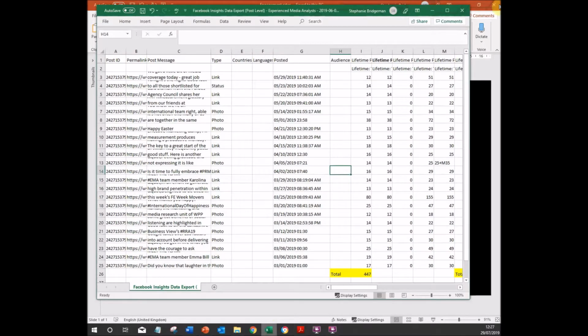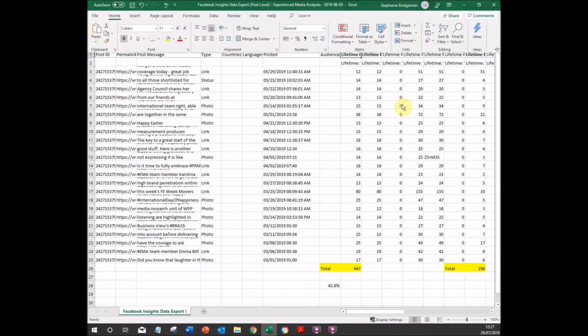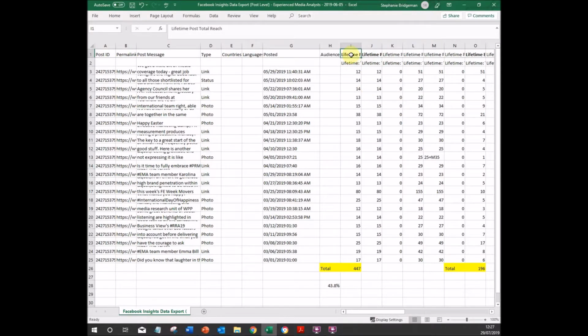If we take a look at one of our Facebook CSV files, it looks a little bit like this. The key columns to consider are column I, which is called lifetime post total reach. You might actually want to break it down into organic or paid reach, but ultimately column I, the sum of all that reach, and the sum of column O, the engaged users. If you add them up at the bottom of your CSV file there and divide one by the other, it gives you the engagement rate.